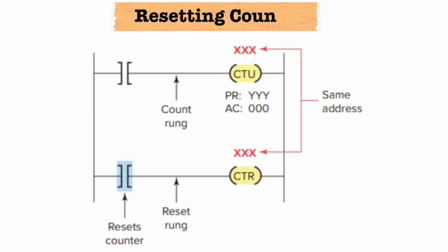Resetting counters. The counter reset instruction is essential to bring the count back to 0 or a preset value. Some PLC systems include the reset function within the counter instructions, while others use a separate instruction for resetting. The figure shows an example where a reset instruction CTR is used alongside the up counter. The reset instruction activates when its rung condition is true.